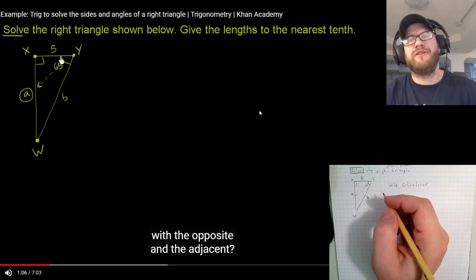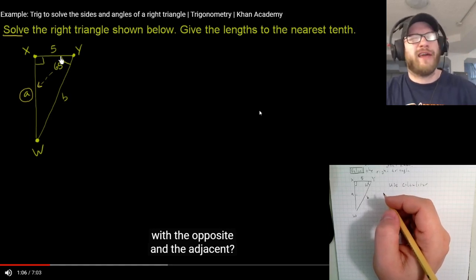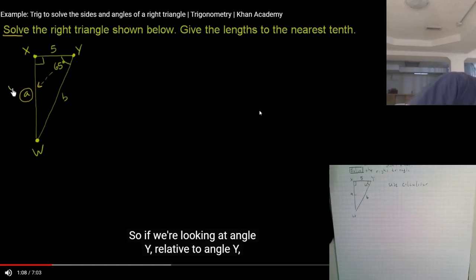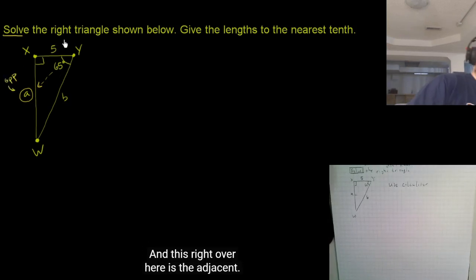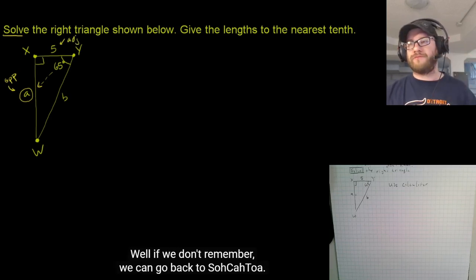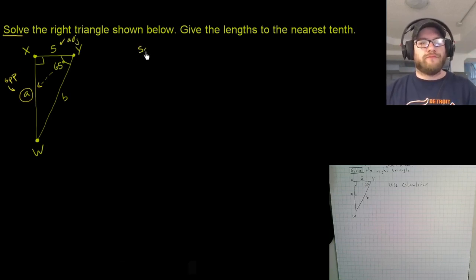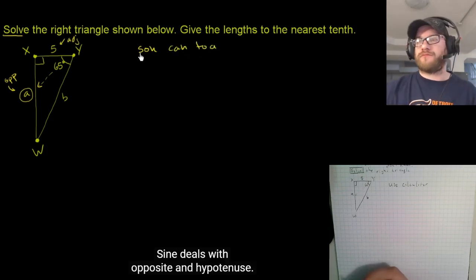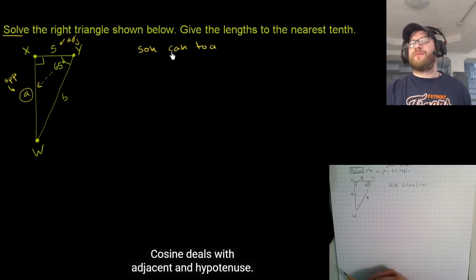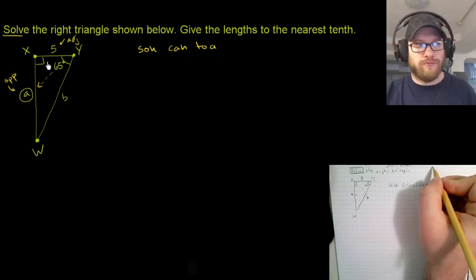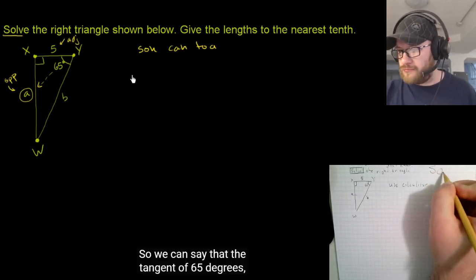What trigonometric ratio deals with the opposite and the adjacent sides? I think that's tangent, right? If we're looking at angle Y, this is the opposite, and this right over here is the adjacent. Well, if we don't remember, we can go back to SOHCAHTOA. Sine deals with opposite and hypotenuse. Cosine deals with adjacent and hypotenuse. Tangent deals with opposite over adjacent.